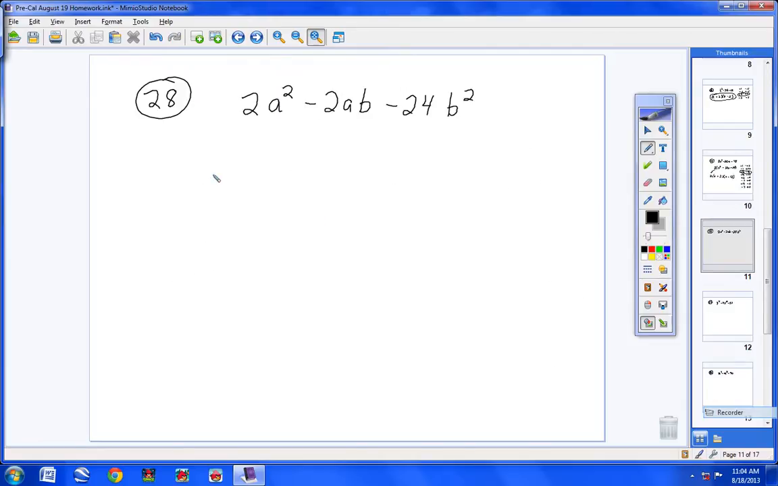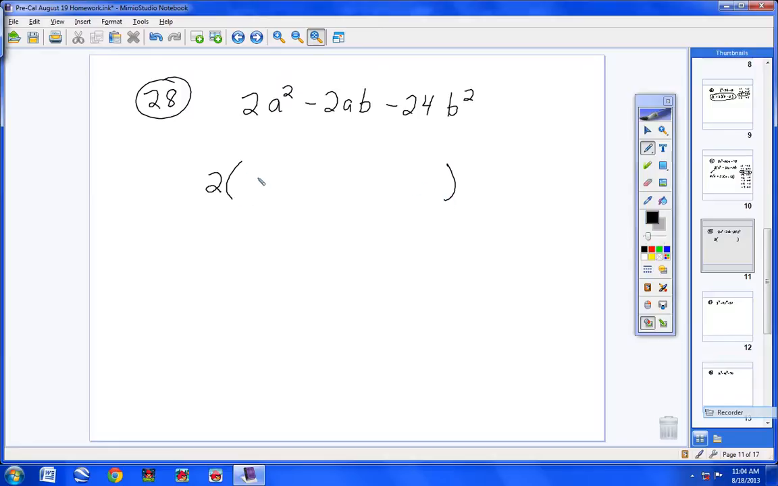Number 28. All right, step 1 says factor out what's common. I've got a 2 and a 24, so I'm going to pull out a 2. I've got an A and an A, but no A here. I've got a B and a B, but no B here. So all that I can pull out is a 2.